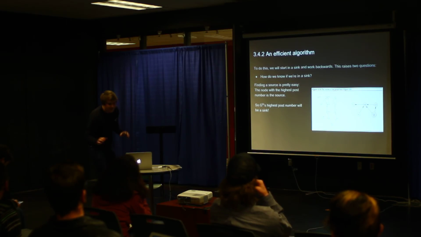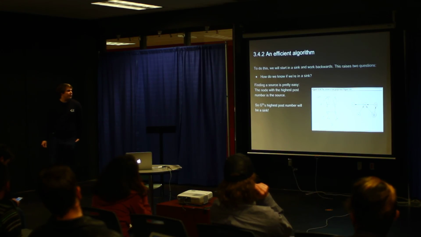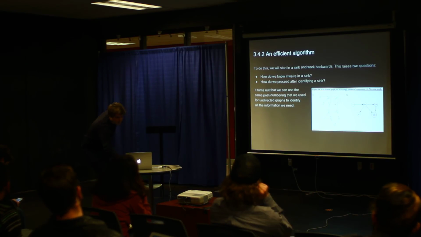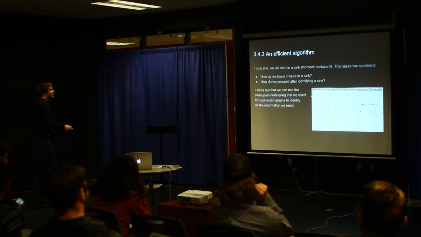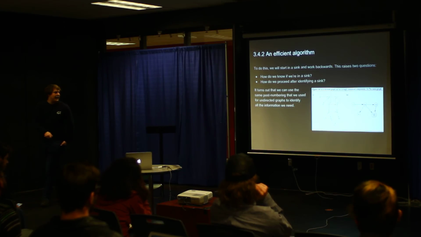It's a little complex, but we can do it. Finding a source is pretty easy. As we were talking about before, the node with the highest post number is the source. For example, if you start at A, actually this is reverse, so we're going to go back here. If you start at A, you're going to do its pre-visit, and then you're going to have to go through basically everything else in here before you finally go back up the recursive tree and do the post-visit of A to check and see if there's anything else.